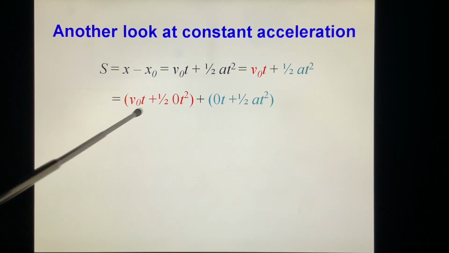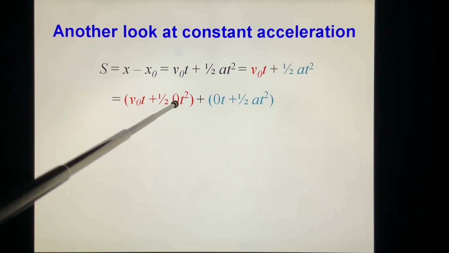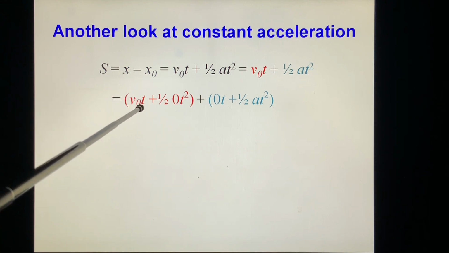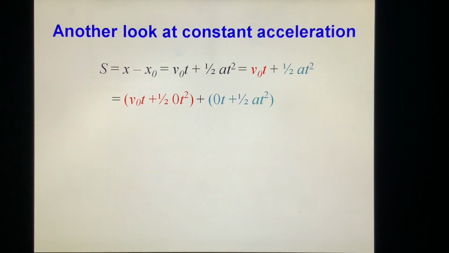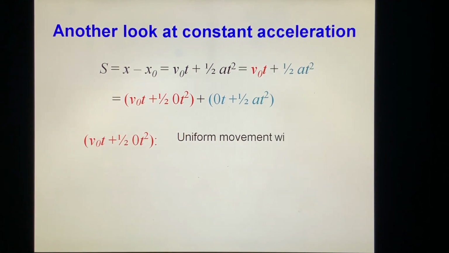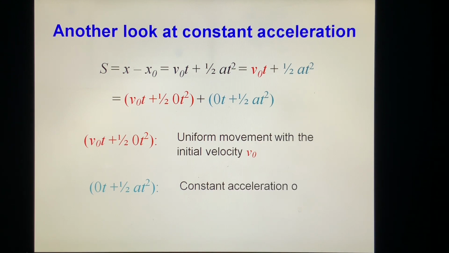What does it mean? This is the movement with acceleration 0, uniform speed v0. This is initial speed equal to 0 and constant acceleration. So this is a uniform movement with the initial velocity v0. And this is the constant acceleration with v0 equal to 0. So a constant acceleration movement can be looked at as a composite of two.